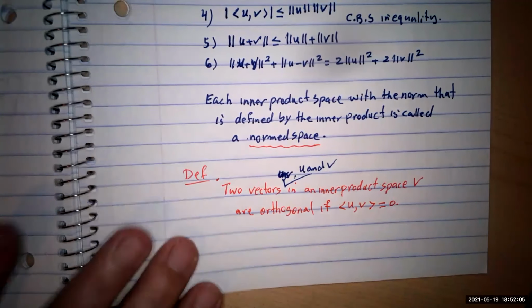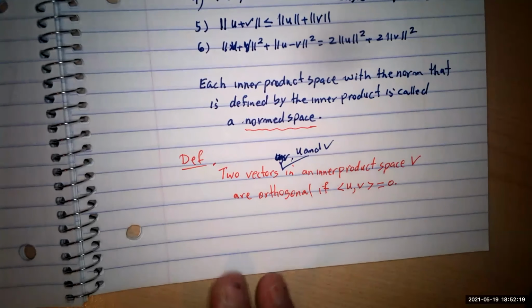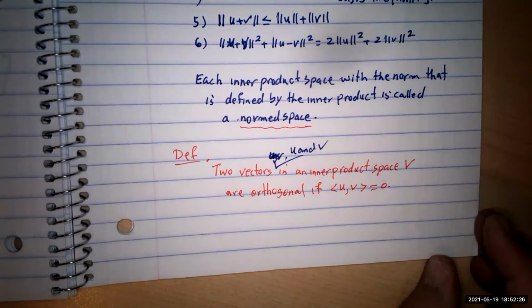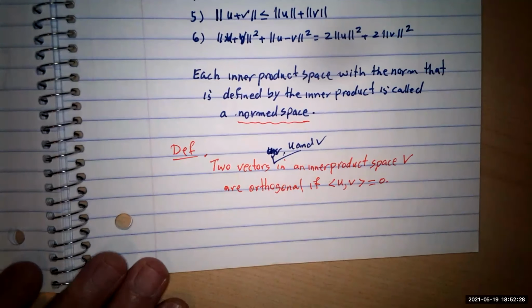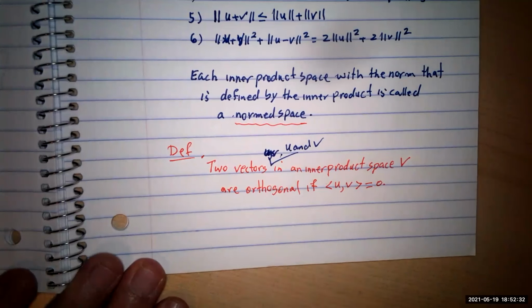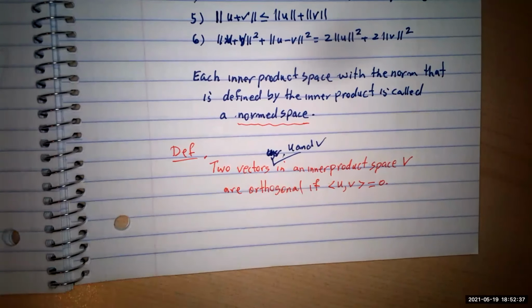So we already talked about this. So over here we can also have these vectors to be orthogonal. Two vectors can be orthogonal if and only if the dot product, or just the inner product, is going to be equal to zero. This is just talking about two vectors. Now we can define an orthogonal set.